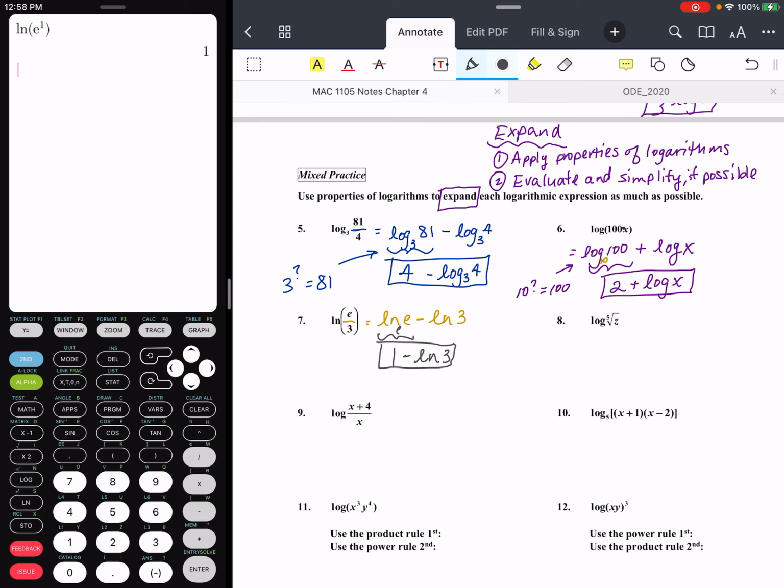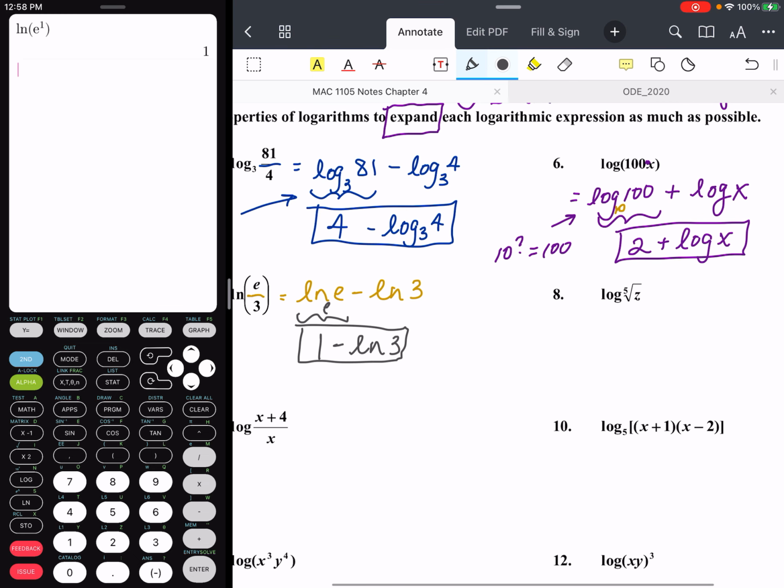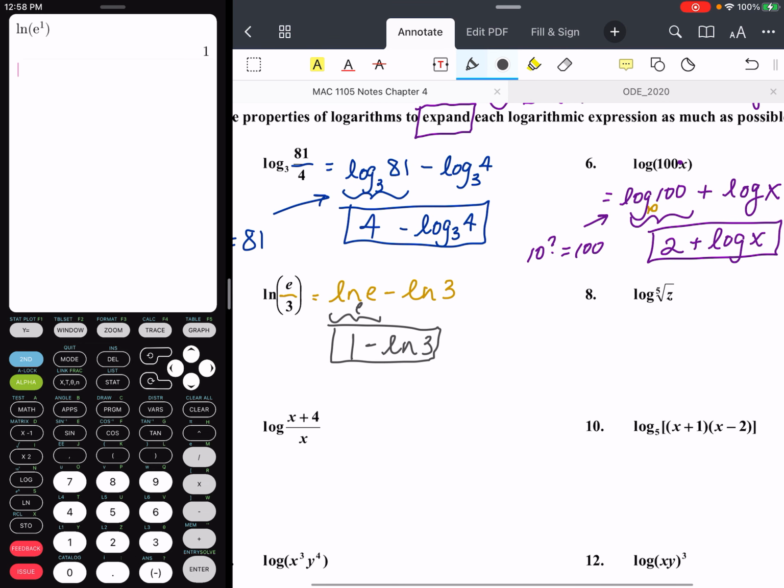All right, number 8, the common log of the 5th root of z. Again, when you're working with logs, because a log is an exponent, it's usually preferable to convert this radical notation into rational exponent notation. So before I even start expanding anything, I'm going to rewrite this as the log of z raised to the power 1/5. This is equivalent to the 5th root of z, z to the 1/5.